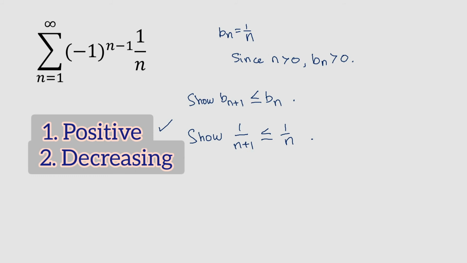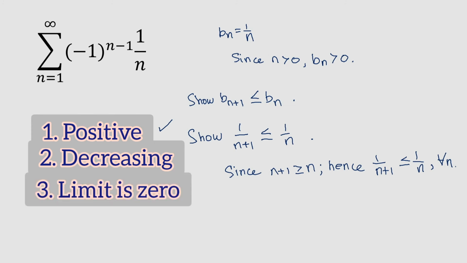We may focus on the denominator of the fraction. So we write, since n plus 1 is greater than or equal to n. This is obvious because we just added 1 to n on the left side. And then we conclude, hence 1 over n plus 1 is less than or equal to 1 over n. That is true for all n. Observe that we reverse the direction of the inequality, and that is because the fraction's value becomes less if the denominator becomes larger.